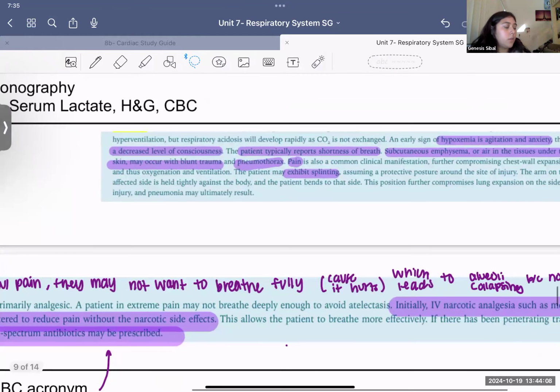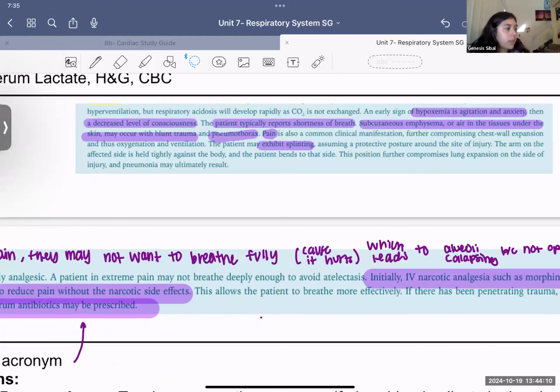One thing to know for treatment, and that's why I have it highlighted up there. An early sign of hypoxemia, so we're not talking about the tissues, we're talking about the blood with this and the plasma. So the blood isn't properly oxygenated. You can see agitation and anxiety. Then you're having a decreased level of consciousness because of that perfusion.